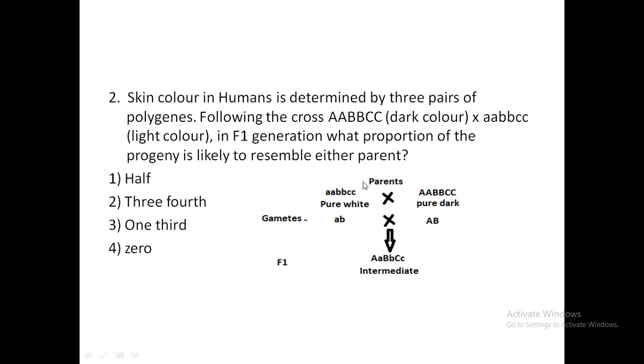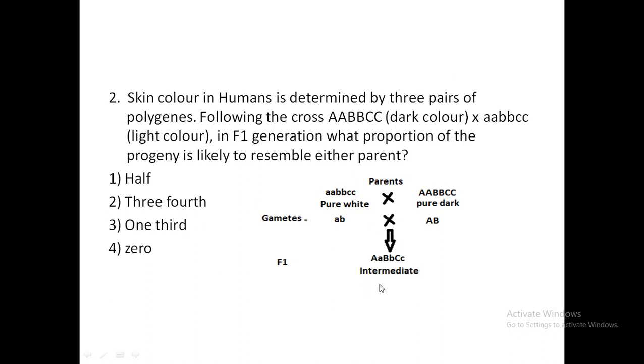So the question is, if these two persons having these genotypes marry, then children will be produced. Out of those children, what proportion is likely to resemble either parent, meaning look like either parent, in F1 generation?